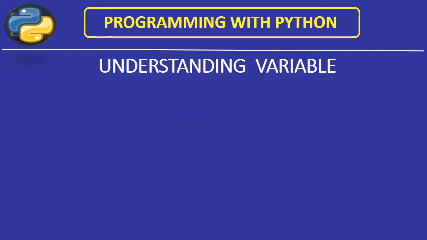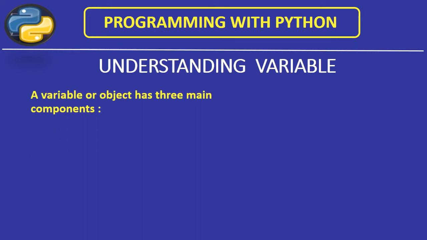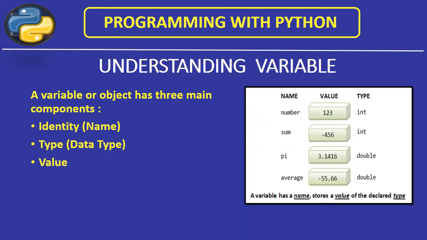Understanding variable, we can discuss the variable further. The variable has three main components. The first thing is identity, that is the name of the variable. The second thing is the data type of the variable. Data type means the type of value which the variable is going to store, and the third is the value itself. So these three components basically make a variable.